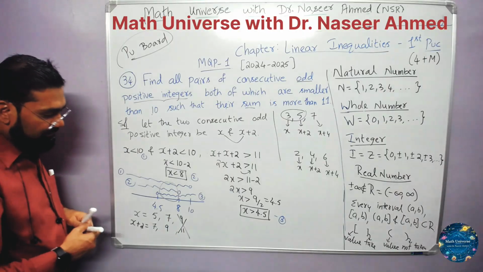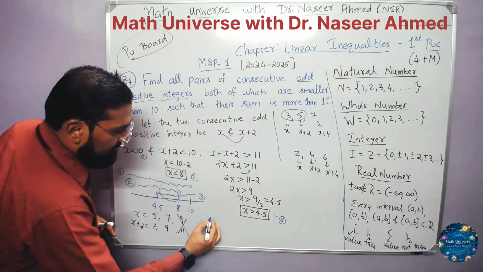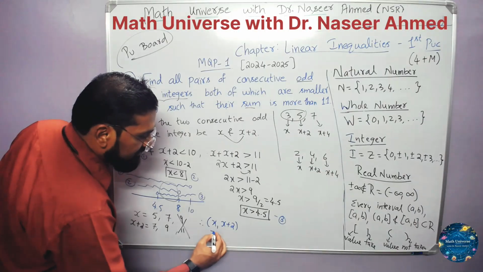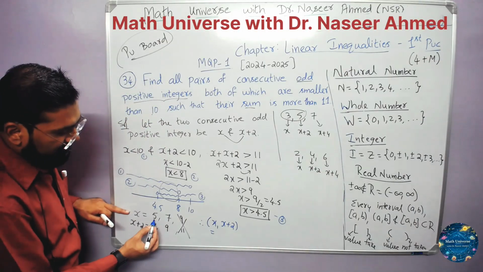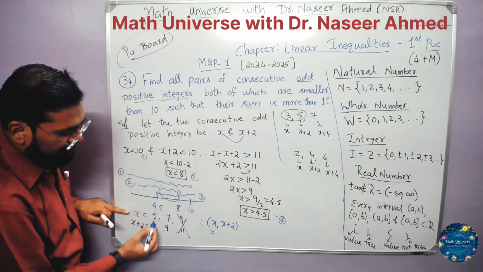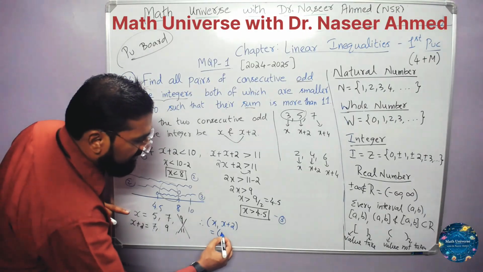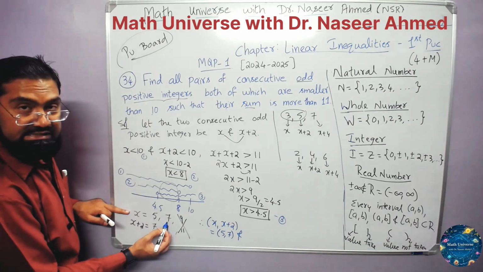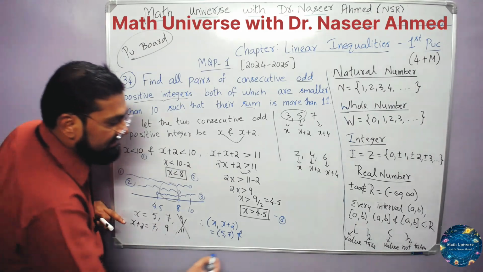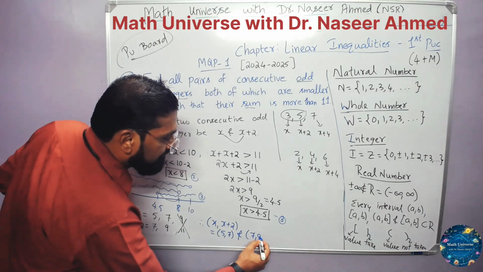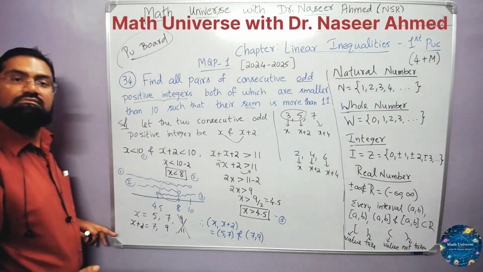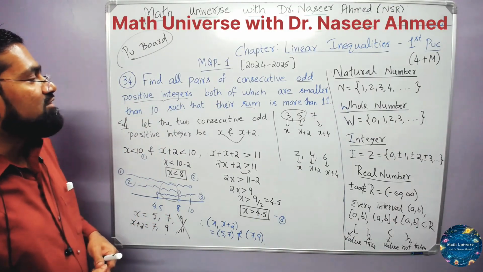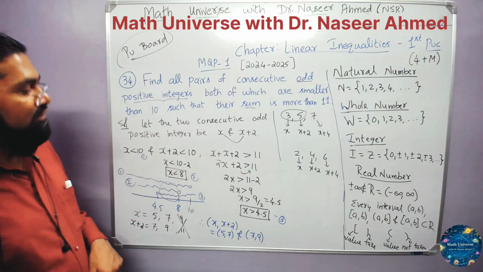Therefore, our pair will be x comma x plus 2. When x is equal to 5, I repeat, when x is equal to 5, x plus 2 is 7. So 5 comma 7. And the other pair, when x is equal to 7, x plus 2 is 9. 7 comma 9. That's it. I hope this is clear, why it is not taken. And if you want to cross-check your solution also, whatever the data they said, you can match. They said what?